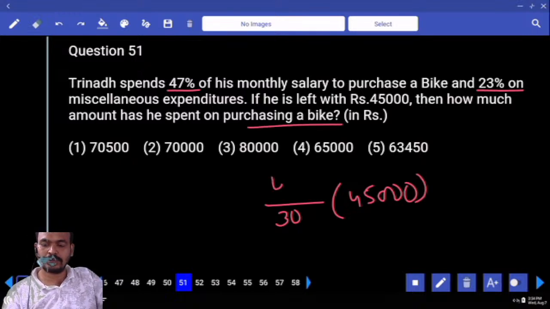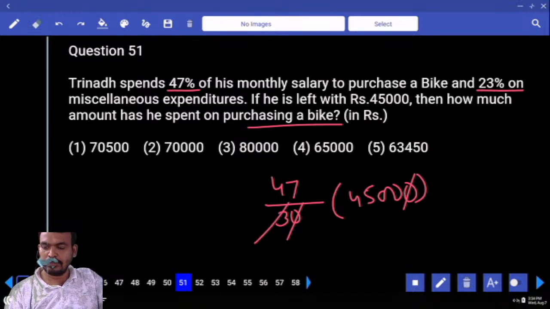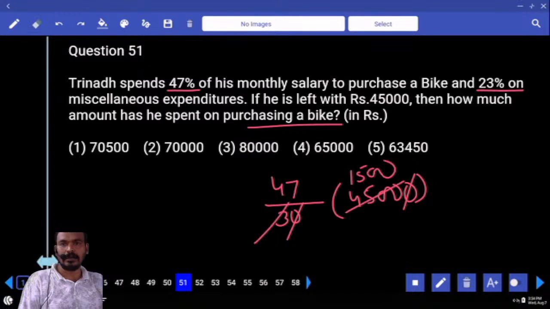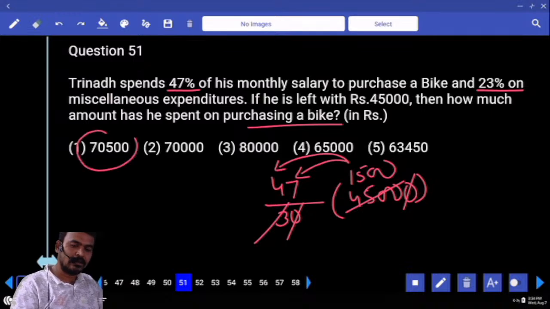Bike means how much percent? 47%. 0, 0 cancel. 3, how many times? 1500. 1500. 15 times 40 is 600. 15 times 7 is 105. That is 705.